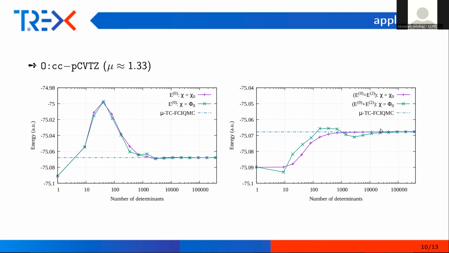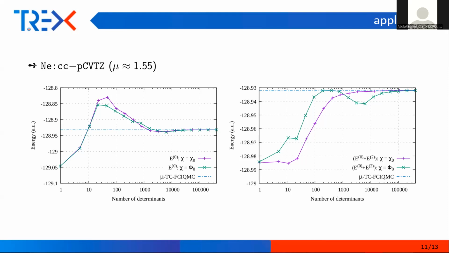On the right, we have a similar plot, but instead of E0, we plot E0 plus the estimated second-order energy, and again for the two choices, chi equal chi 0 or phi 0. So in this calculation, we don't see any important impact of the choice of chi on the energy E0, and both converge to the blue energy. However, we see that the PT2 energy converges much faster when the left eigenvector chi 0 is used.